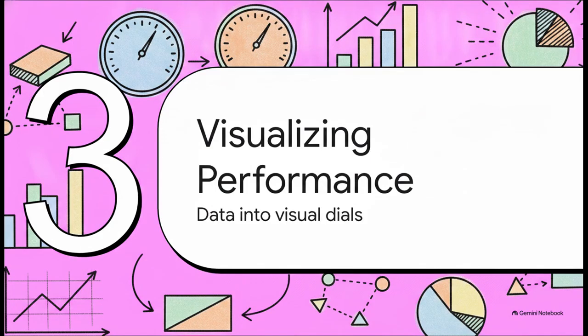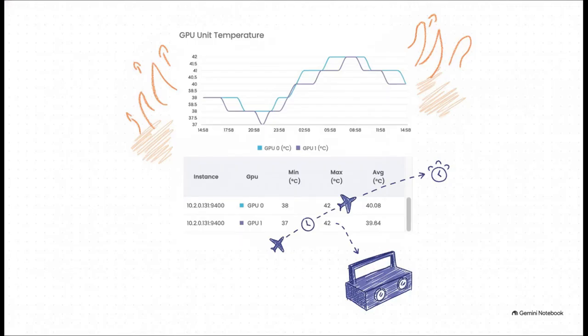Section 3. Visualizing the performance. Data into visual dials. The min-max average sampling table uses a time series line chart to track performance over a specific axis. Think of it kind of like a flight data recorder for your hardware. In this scenario, we're looking at GPU temperature over time. So say a workload suddenly failed at 2 a.m. You can look back at this exact time series and see right away if an unprecedented thermal spike was the culprit.